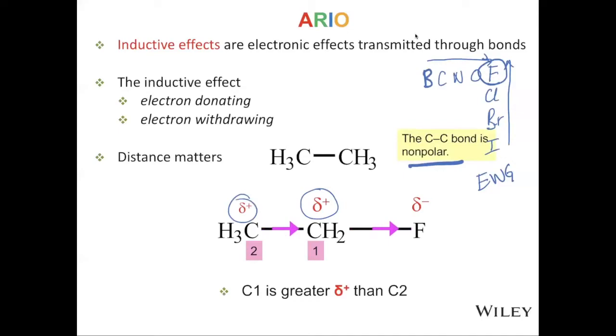So distance matters. So the electronegativity matters. The more electronegative is going to be the more electron withdrawing. So it's going to stabilize the conjugate base even more. And distance. So the closer it is, the more it's going to stabilize that conjugate base. And so that is the I in ARIO.